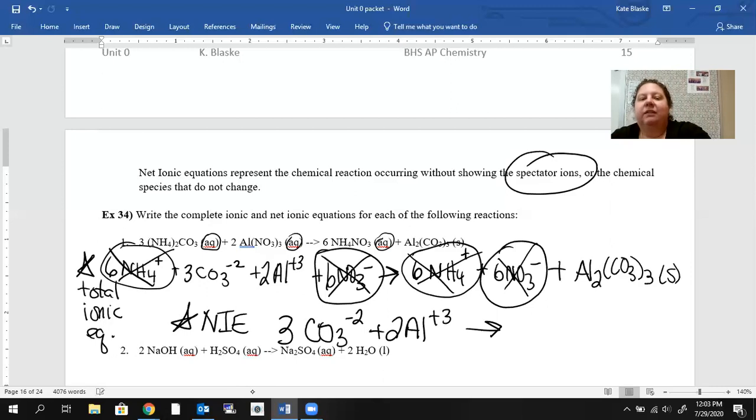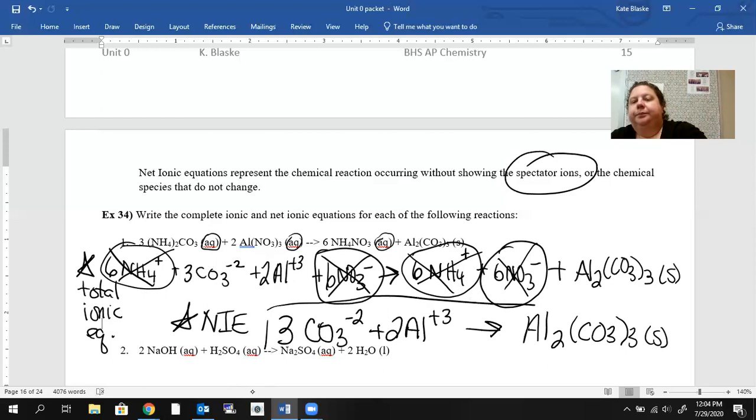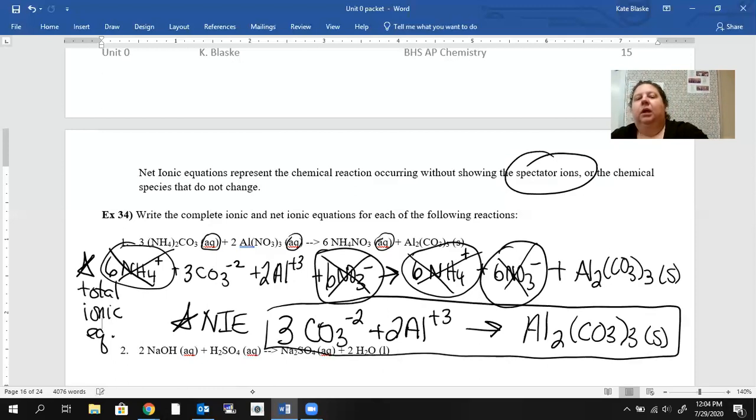So on my reactant side, I've got the 3 carbonate ions and the 2 aluminum ions. On my product side, the only thing I have left over is that solid precipitate. That is my net ionic equation. This is very common on the AP exam. This is something that we've got to make sure that we master. We'll be working on it together.